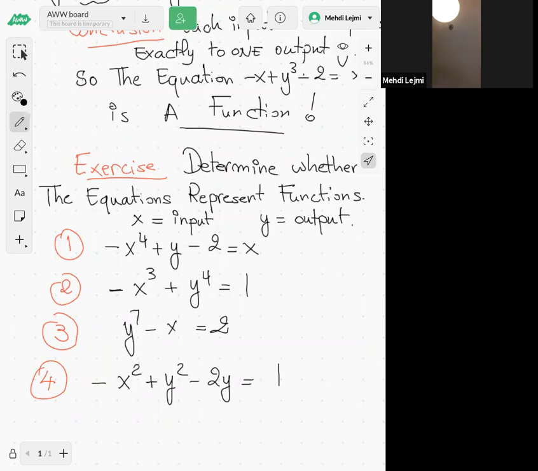Yes. Yeah, I'm going to give you time to think about this exercise. So this is an important exercise, guys. As I said, probably the first question in the test would be a similar problem. All right. So your x is your input, your y is your output, and you have to determine whether these equations are functions.